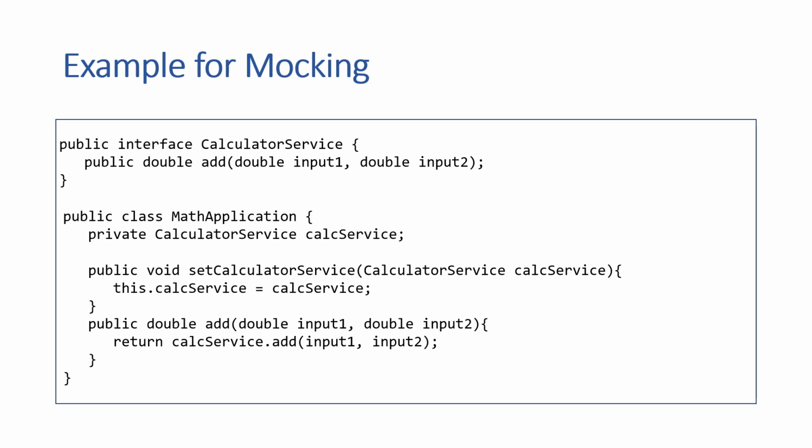Let us see an example on how to use mocking while writing unit tests. For example, consider an interface CalculatorService which has a method declaration add which accepts two inputs, input1 and input2, which performs the addition of two numbers. And then there is a class MathApplication which has an attribute of type CalculatorService, a setter method for that attribute, and a method add which takes two parameters and returns the result of their addition. Notice that this method body has an invocation to the interface method declaration add.